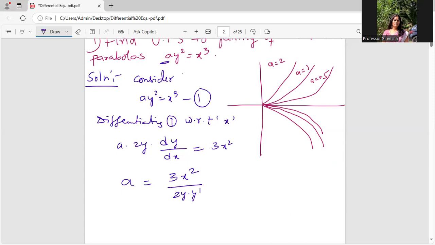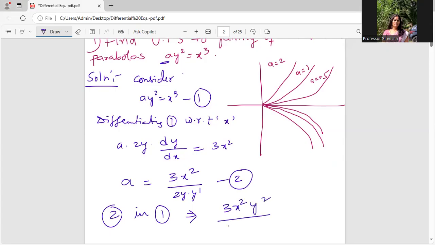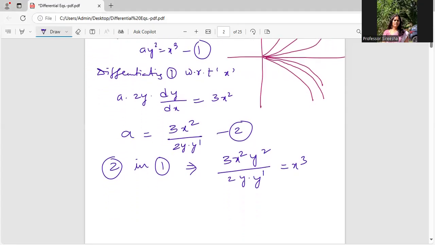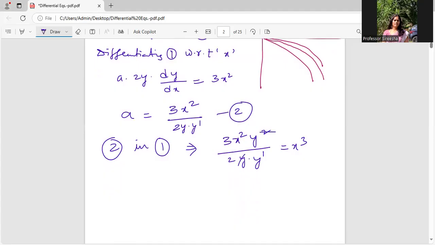If I substitute the same thing in 1, let this be 2. 2 in 1 gives me what? The value of a, because a has to be eliminated for a differential equation: 3x squared y squared by 2y into y prime is equal to x cubed. This is y prime, guys. Now, of course, I can cancel out one y from here, another from here.